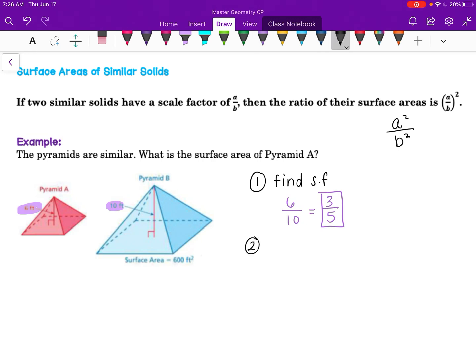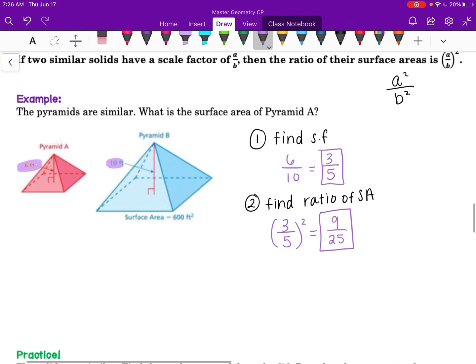Next step, we want to find the ratio of surface areas. So to do that, we have to take our 3/5 and square it. So we get 9 over 25. 3 squared is 9, 5 squared is 25.